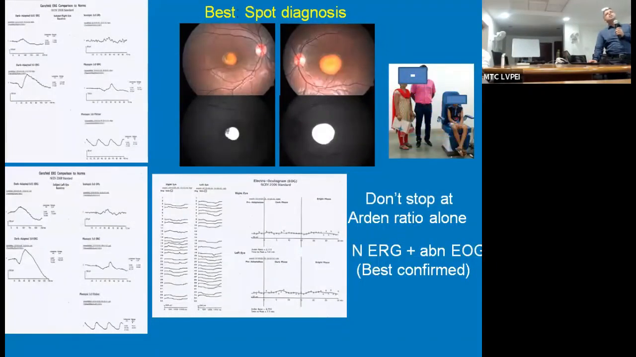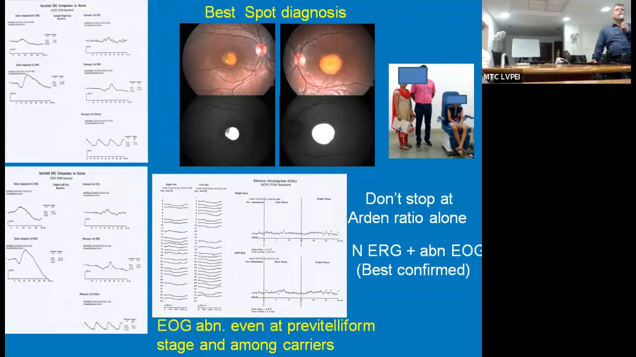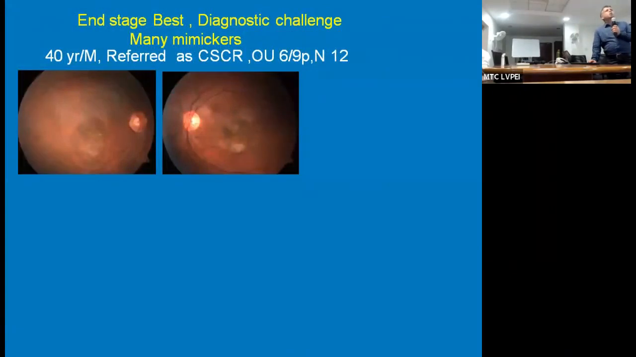What extra can EOG give? In those who don't have any morphological changes, where the fundus looks normal, if EOG is abnormal, it can predict a carrier, that the patient is probably carrying the gene but has not manifested yet. So sometimes things might not be as clear as we saw in the last case.